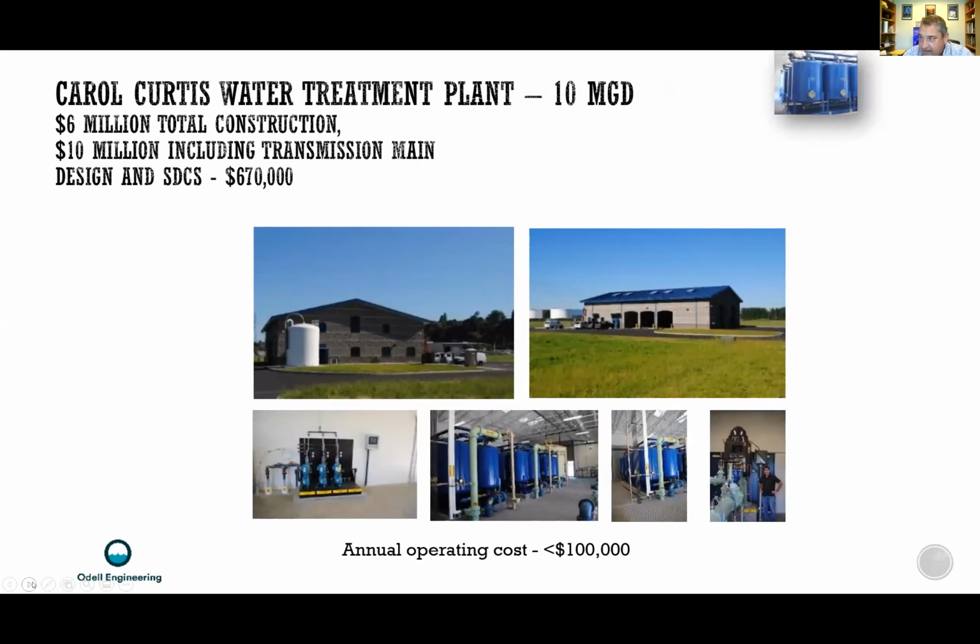This is a large plant that used that type of system. This is the Carroll Curtis water treatment plant, with a capacity of 10 MGD. It had a $6 million total construction cost, including the wells and the treatment plant. There's additional cost to transmit the water into their service area. But because these plants use packages, all of the piping, valves, filters, underdrains and other associated equipment comes as a skid-mounted package. That makes it pretty easy and cost effective to design as well.